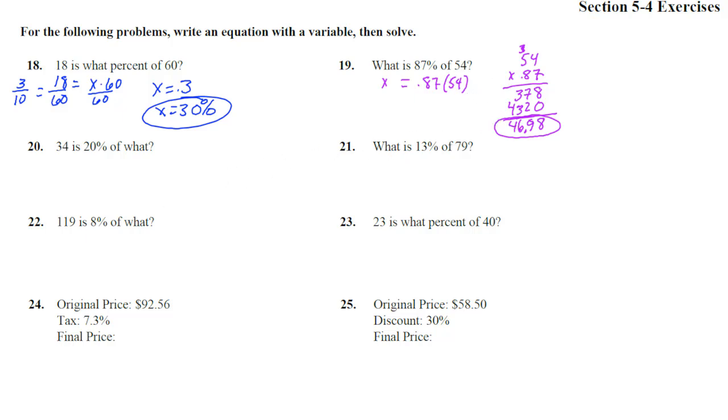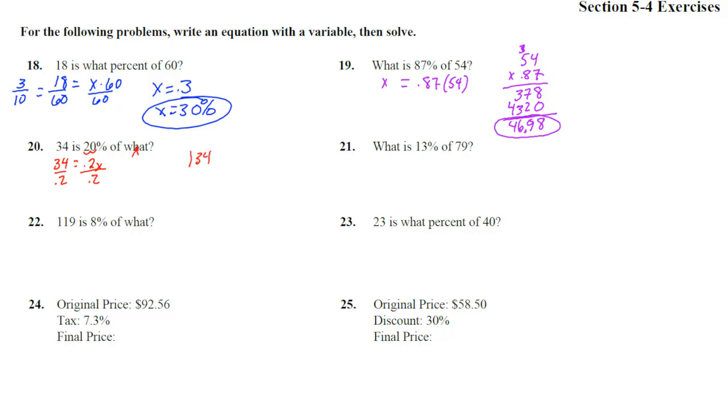Great. Number 20. 34 is... Let's write that out. 34 is 20%. That's remember 0.2 times what? Yeah, there's our x right there, our variable. So we divide by 0.2.